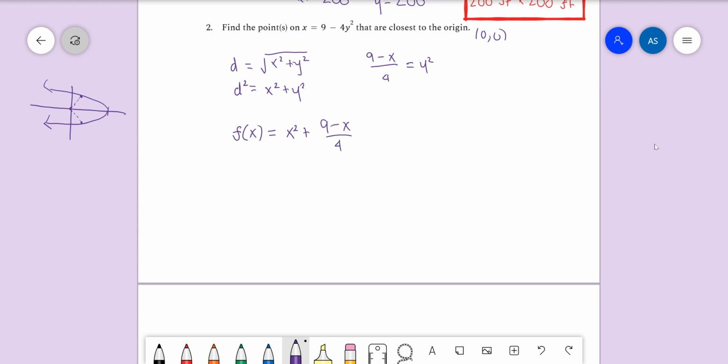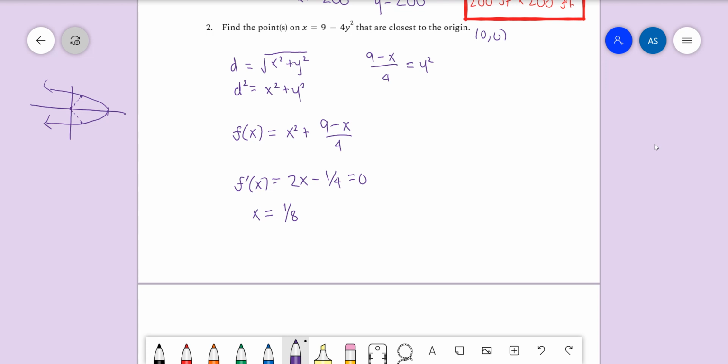Next step, take the derivative and set it equal to 0. So we get f prime of x equals 2x minus 1/4. Now set it equal to 0 and solve for x, which is going to be positive 1 over 8. That is the x value. Now, we want points, correct?